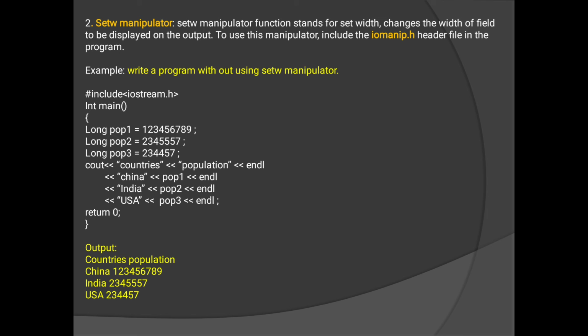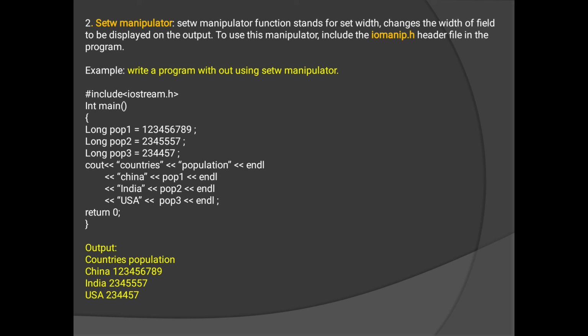How do we make sure that there is a proper gap between the countries and the population so that it looks like a tabular format arranged in rows and columns, right? For that purpose, the setw manipulator is used. In the next program we shall see how we use the setw manipulator along with the endl manipulator.